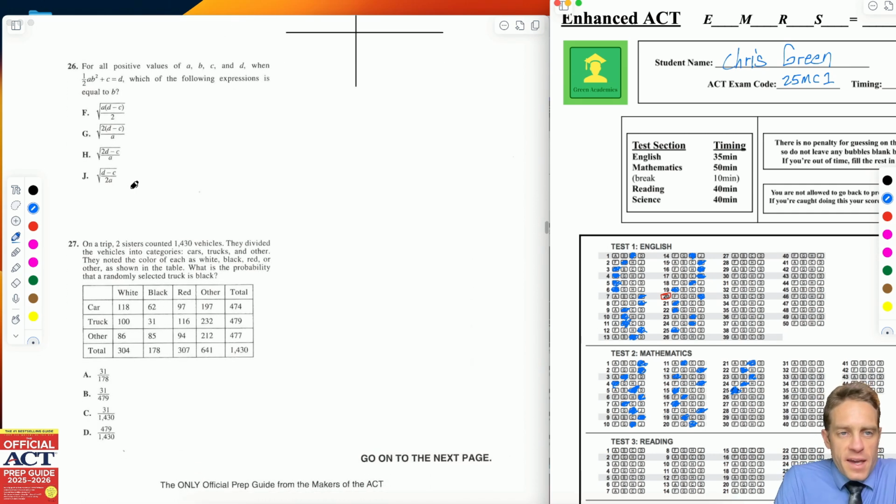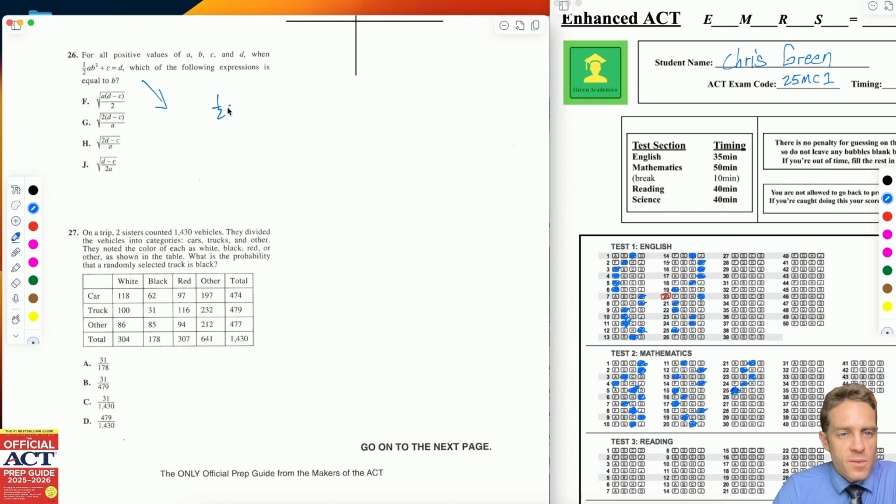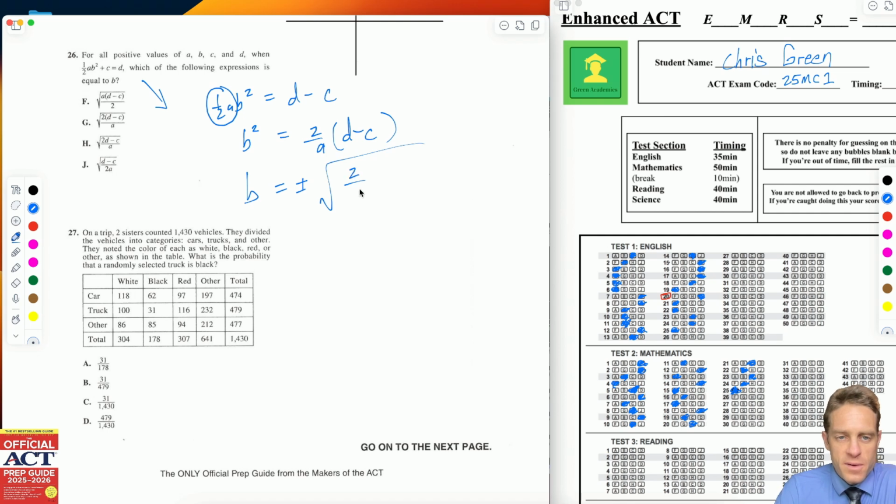For all positive values a, b, c, and d, when that is true, which of the following expressions is equal to b as in boy? This is just rearranging algebraically. So I'll start by putting the c on the other side, and then I'm going to next divide by the quantity 1/2 a. So dividing by 1/2 a, or dividing by a over 2, is the same as multiplying by 2 over a. So you could have jumped to here, which means that b is plus or minus the square root of this entity, which is G as in girl.